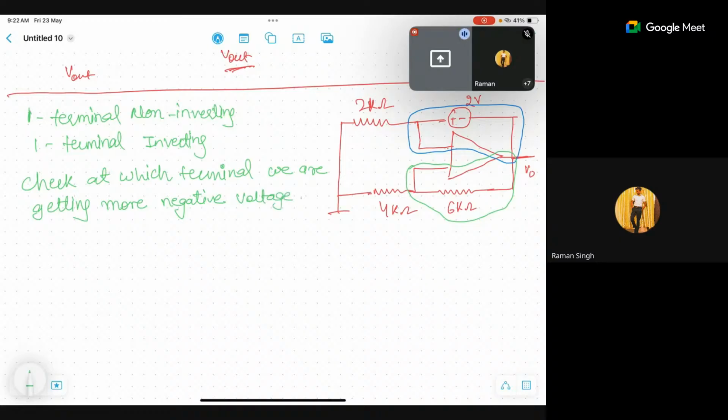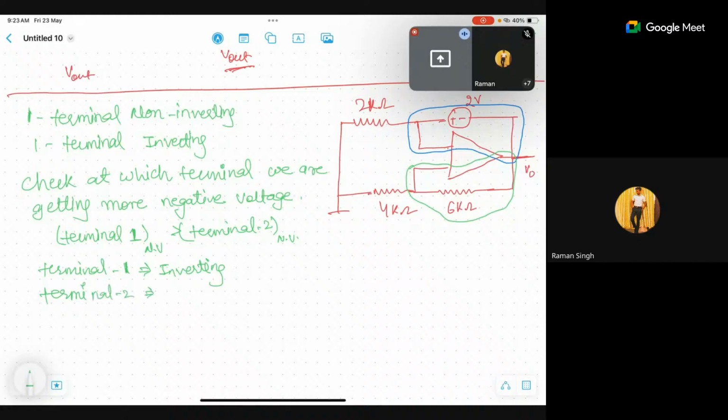Okay, if the terminal 1 negative voltage is greater than the terminal 2 negative voltage, so we assume terminal 1 as inverting and terminal 2 as non-inverting. Clear?